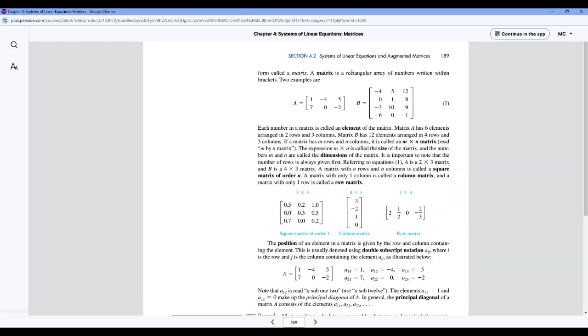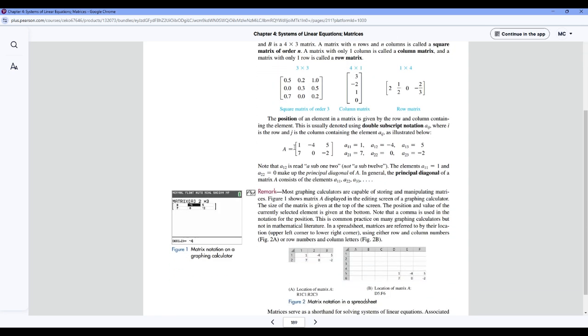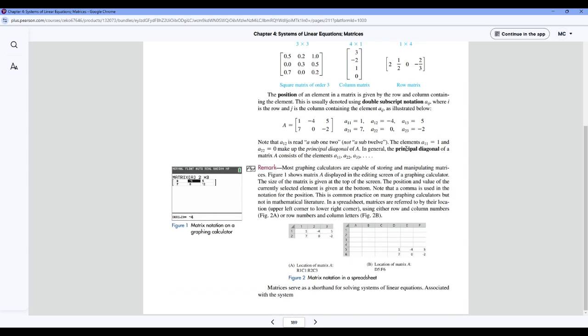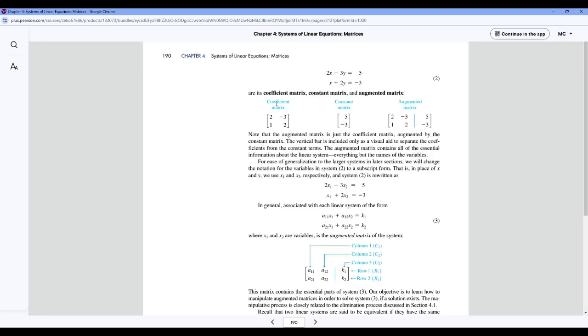A matrix is a rectangular array of numbers written in brackets. Here's an example. I believe this one is a 2 by 3. As you can see, it's the number of rows by the number of columns. So this is a 2 by 3, and this one would be a 3 by 3. Now, matrices correspond to coordinates and the principal diagonal of a matrix. This is the coefficient matrix, constant matrix, and augmented matrix.